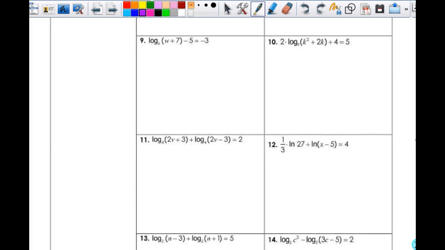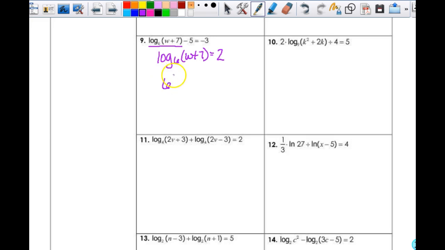I have a log. I only have one log, and so I need to isolate it. It's not all by itself because this -5 is here. So I just have to move that by adding it to both sides, right? So that I'm left with log base 6 of W plus 7 equals what? 2. So now I have a single log equal to a single number, and now I can rewrite it in exponential form, okay? So the base would be what?